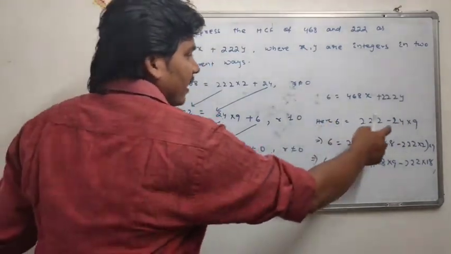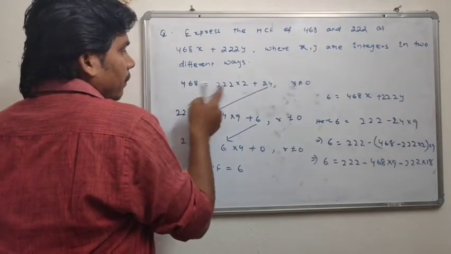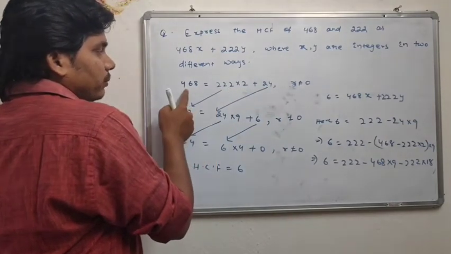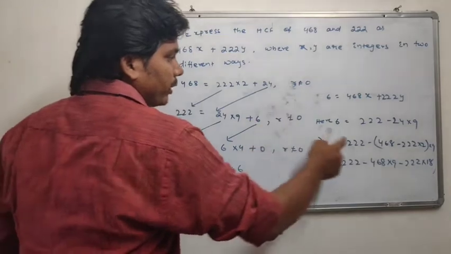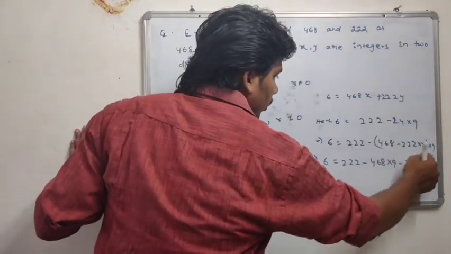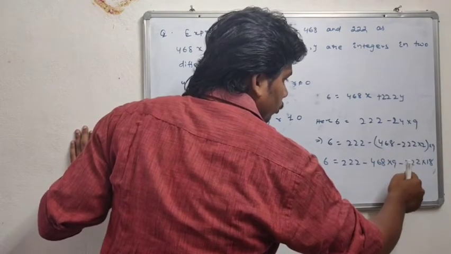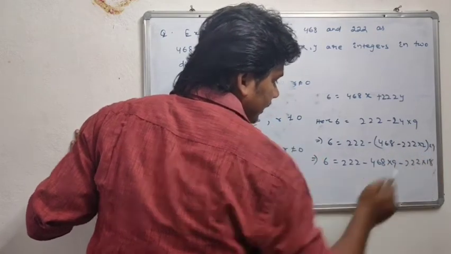Now again I will find the 24 value from here. What is the 24 here? When this term goes to the left of the equal to, it is 468 minus 222 into 2. Now I will multiply the whole term by 9. Here this will be 468 into 9 minus 222 into 2 into 9, which is 18.